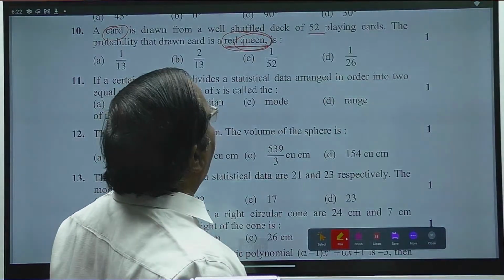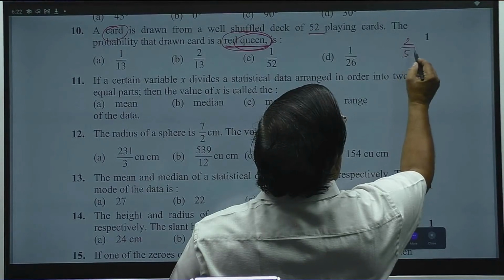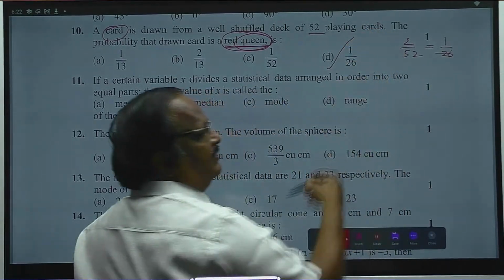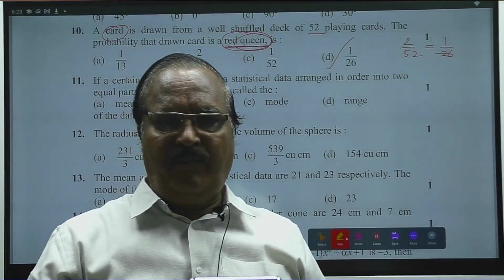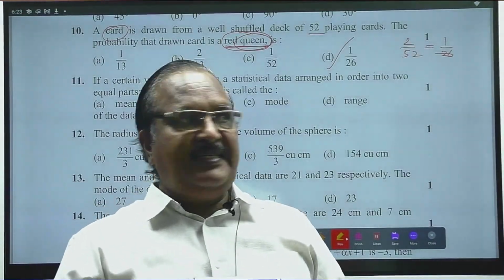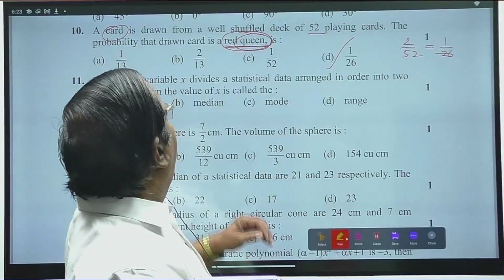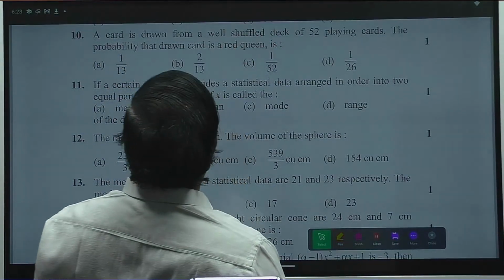Yes, 2 by 52 which is equal to 1 by 26. D is correct. So this is the 10th probability question. Let us go to one more question.